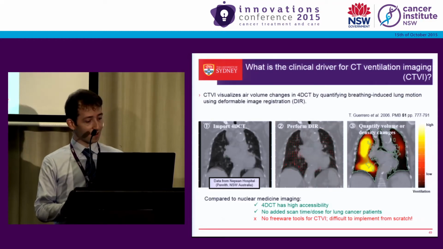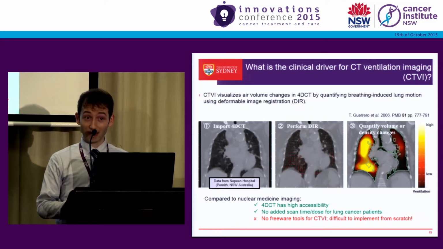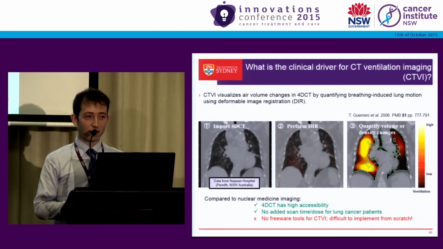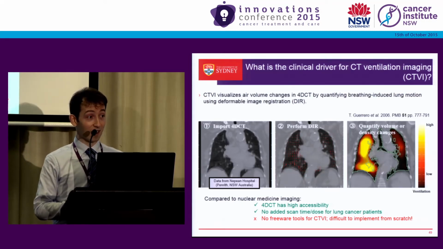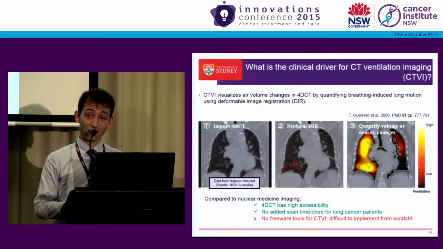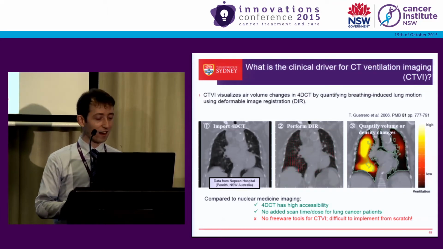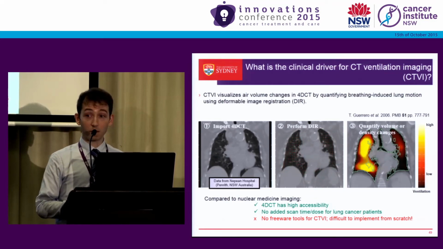What are the advantages of this CTVI, or CT ventilation imaging technology, compared to clinical gold standard technologies like SPECT and PET? Some of the advantages are that if you're a lung cancer radiotherapy patient, it's estimated that up to 70% of patients now will receive one of these 4D CT scans. So at no extra cost in scan time or imaging dose, we can extract this functional information and potentially understand the dose volume effects in the lung, and potentially, if we can show good enough correlations between functional dose volume parameters and clinical outcomes, actually use this kind of technology to modify and improve the treatment plans that we're delivering to these patients.